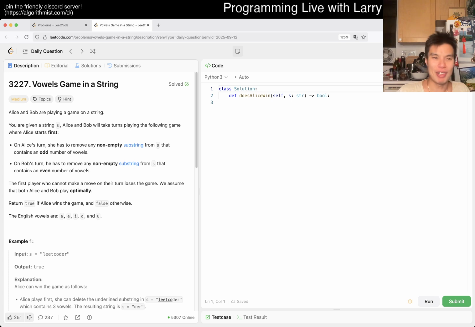Let's take a look. We have 3227, Vowels Game in a String. Alice and Bob are playing a game on a string. They take turns, Alice goes first. Alice has to remove any non-empty substring that contains an odd number of vowels. On Bob's turn, he removes any non-empty substring that has an even number of vowels.